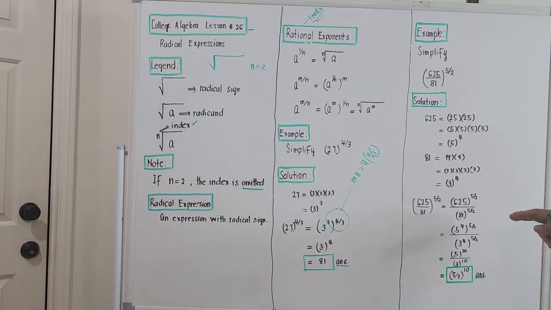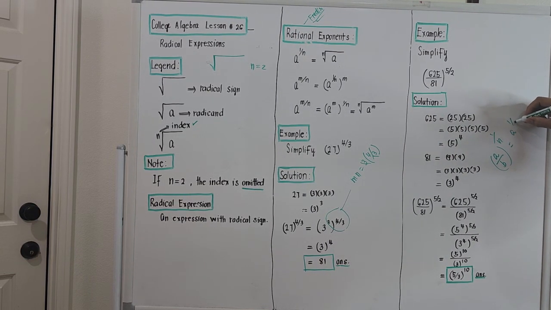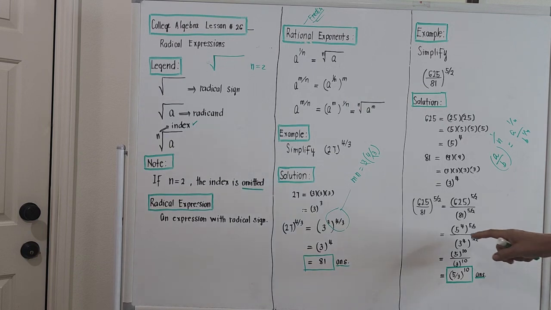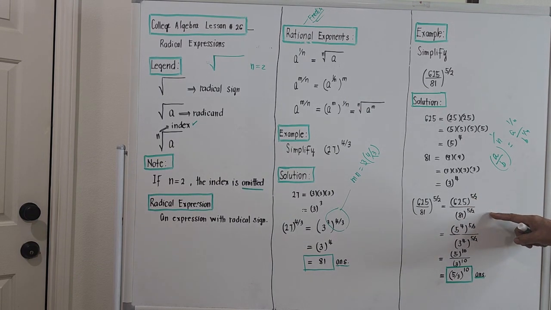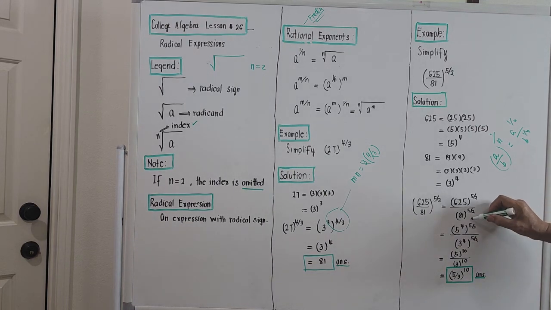So what I did is that the ratio A over B raised to 1 over n can be written as A raised to 1 over n over B raised to 1 over n. Okay, how could we do that? So this should be 5 to the fourth raised to 5 halves over 3 to the fourth, again raised to 5 halves.